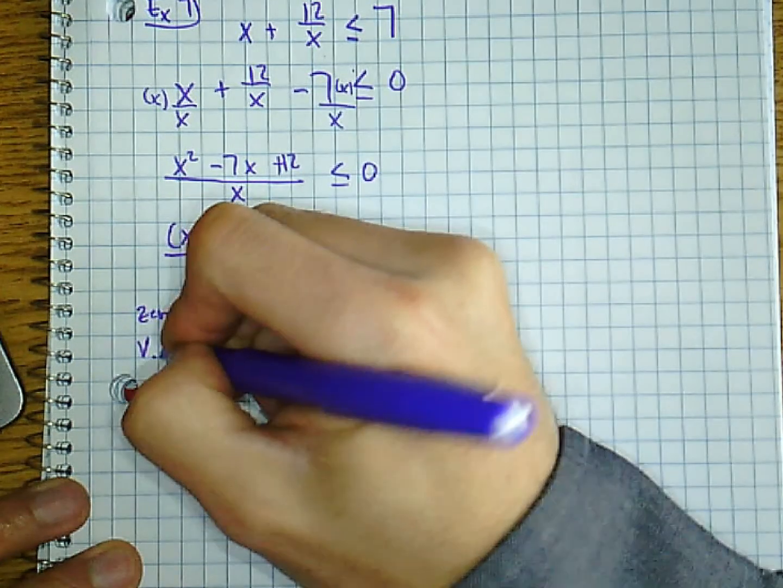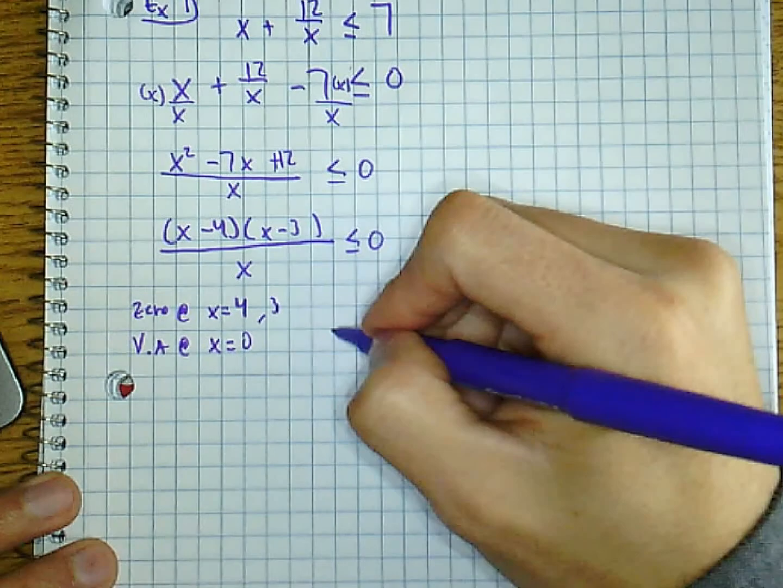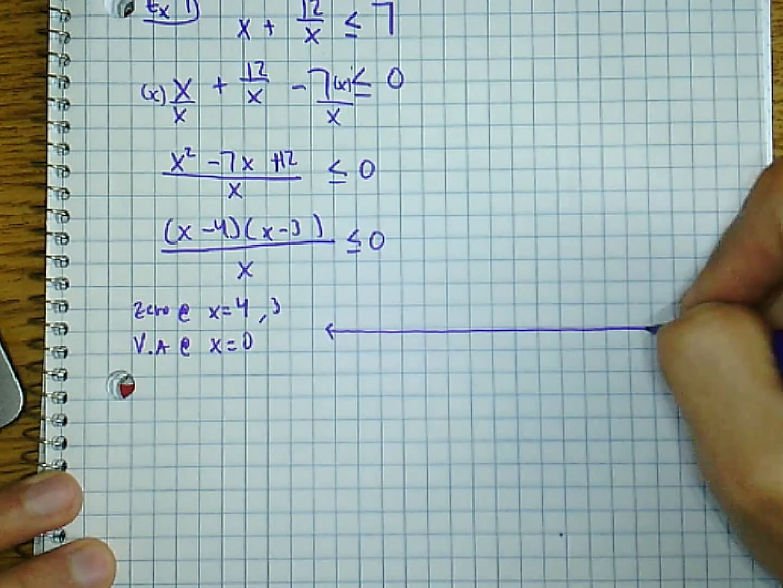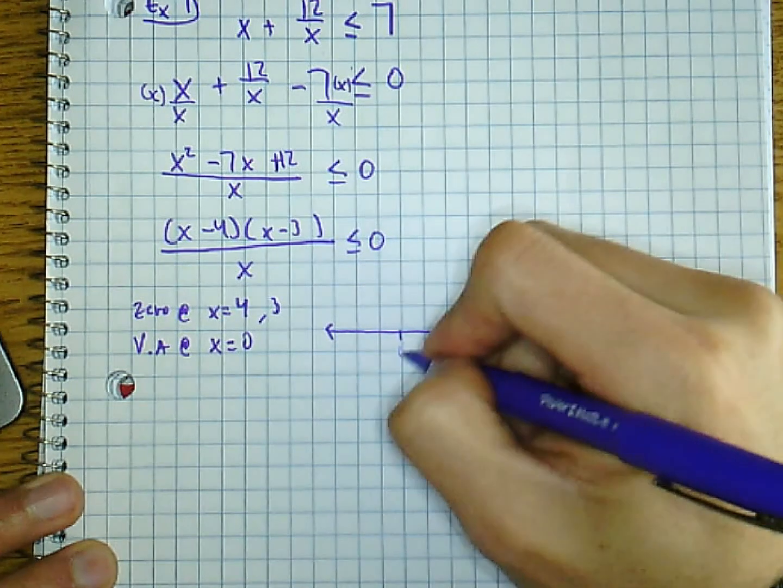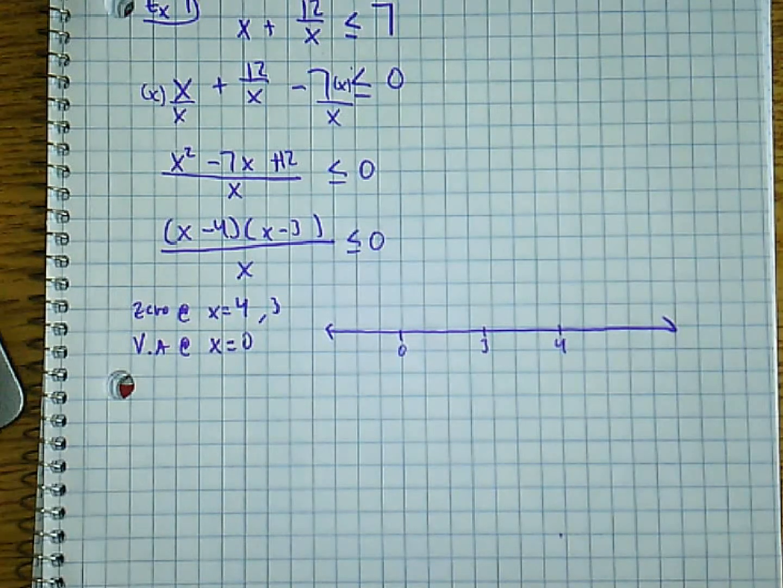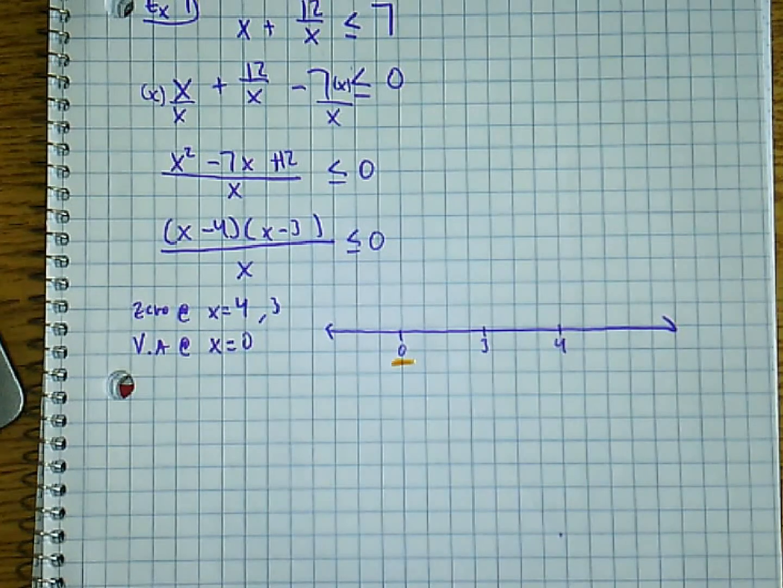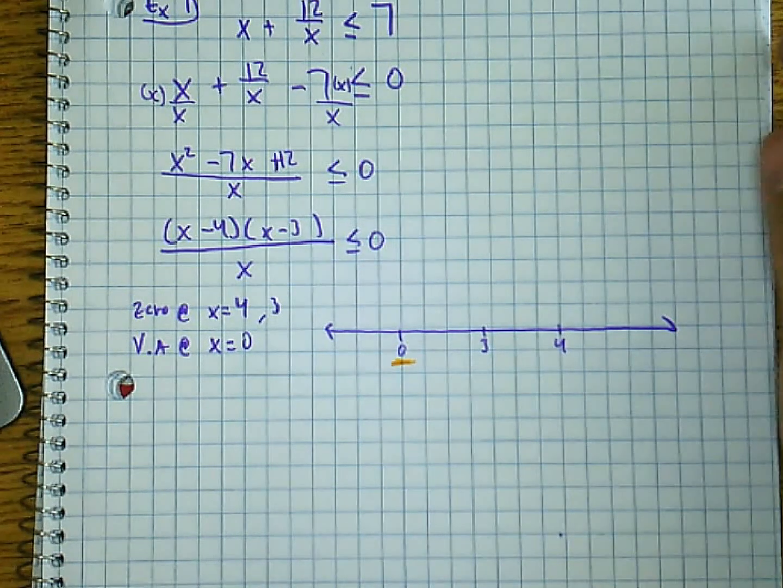So when I create my number line, I'm going to go ahead and put these things in order. I have 0, I have 3, and then I have 4. So I don't forget, I'm going to highlight 0 because that's going to be a vertical asymptote, which means I'm not going to be able to touch it. So I need to keep that in mind. So I'm going to go ahead and start testing numbers out. Before 0, I'm going to try -1.